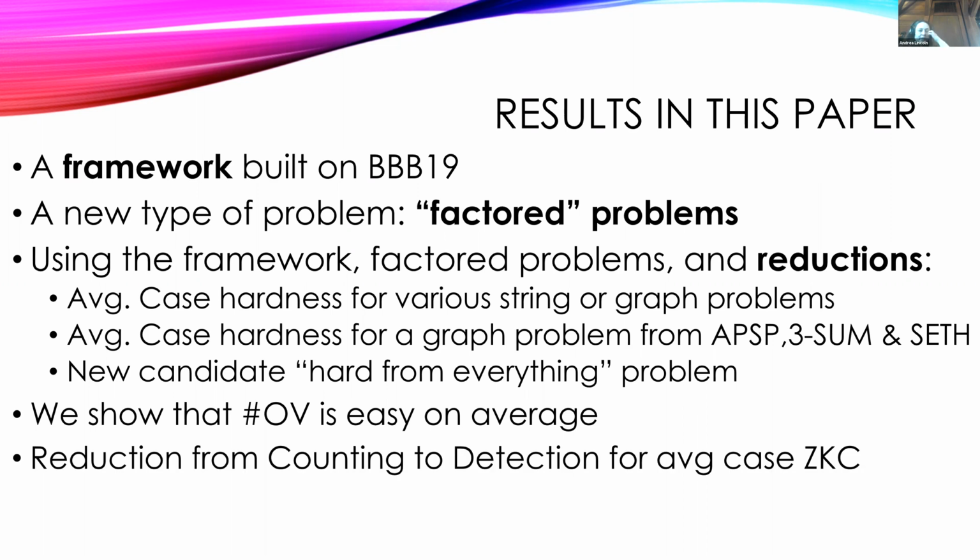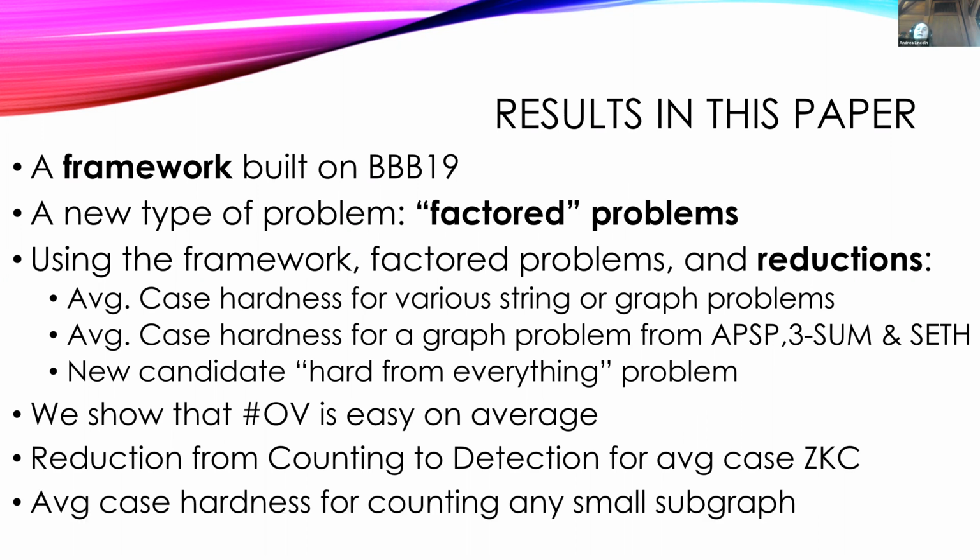We also, as I briefly mentioned, get a reduction from counting to detection for average case zero k-clique. The reason this is interesting is you can't do this in the worst case. It appears that counting problems are harder in the worst case. But here, if you believe that counting is hard, you should believe that detection is hard, in the case of vanilla, not factored, zero k-clique. This is also relevant to some previous work about fine-grained cryptography.